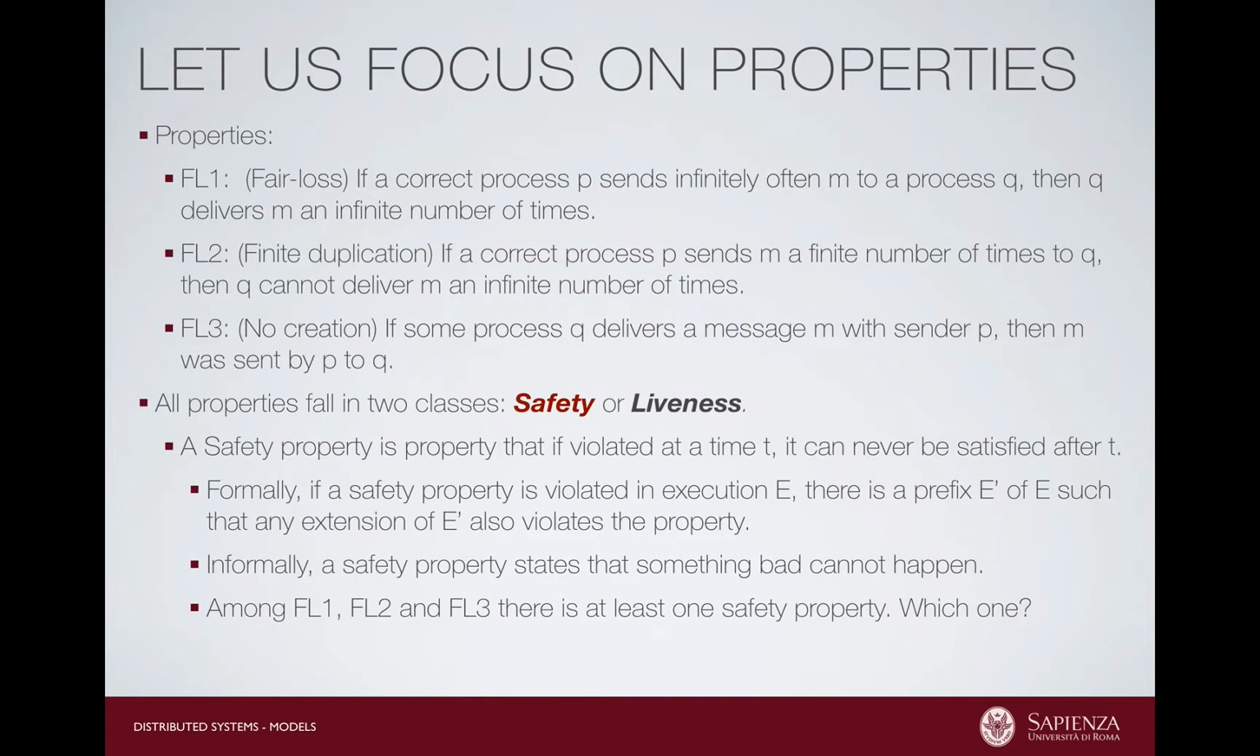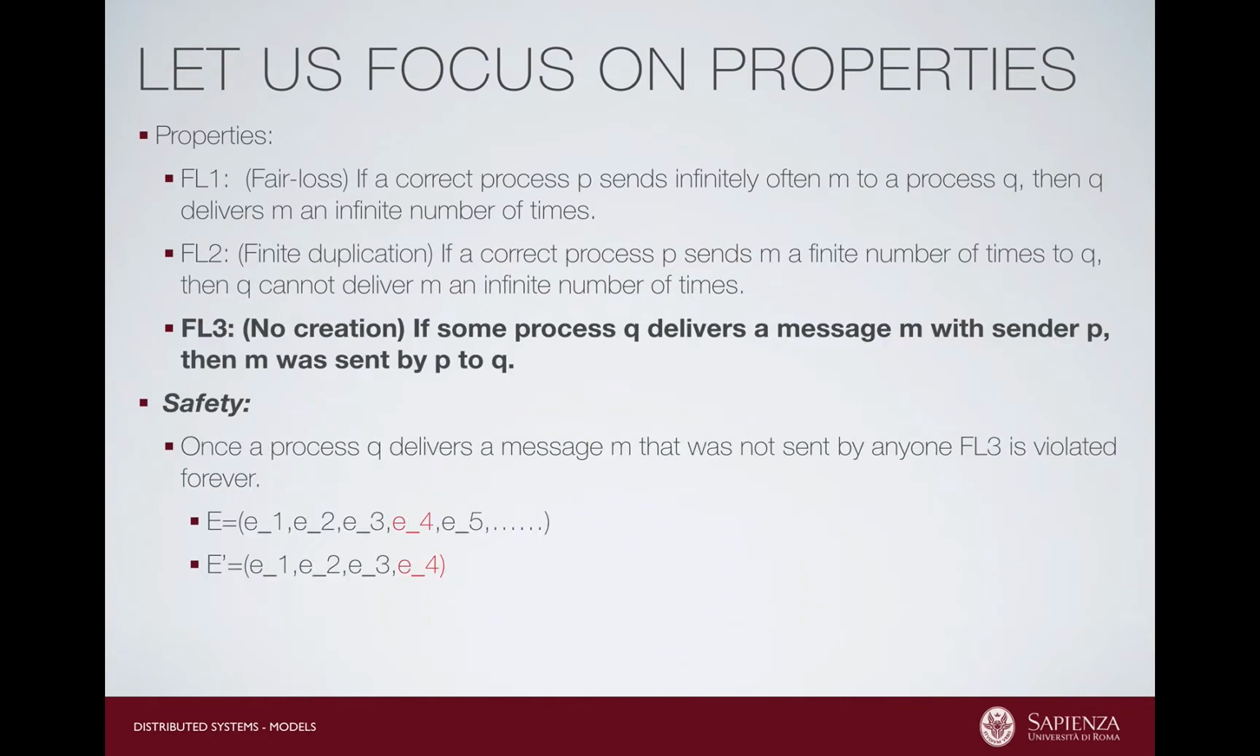So between FL1, FL2, and FL3, there is just one safety property. And one good way to try to reason about safety is to try to understand which of the properties above is a safety one. And the answer is FL3 is the safety property, because it says that if a process Q delivers a message M with sender P, then M was sent by P.